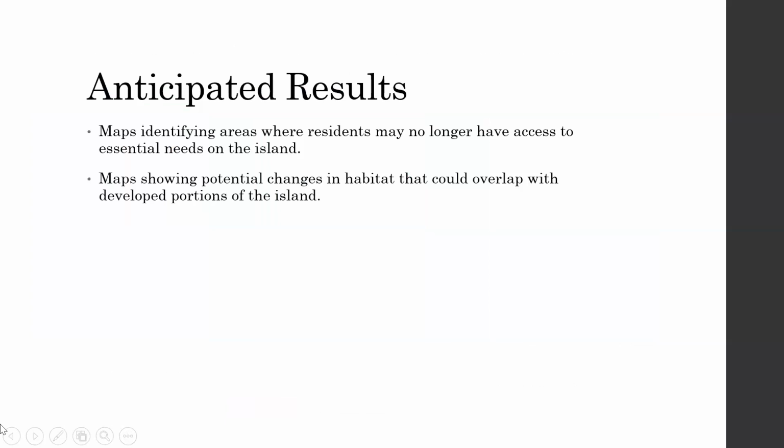And then my anticipated results, it's going to be a lot of maps, maps identifying the areas where the residents may no longer have access to their essential needs and may need to relocate to another portion of the island or move completely. And then other maps showing the potential changes in habitat and where they could overlap with developed portions of the island, making it even harder for the animals to exist on that island.